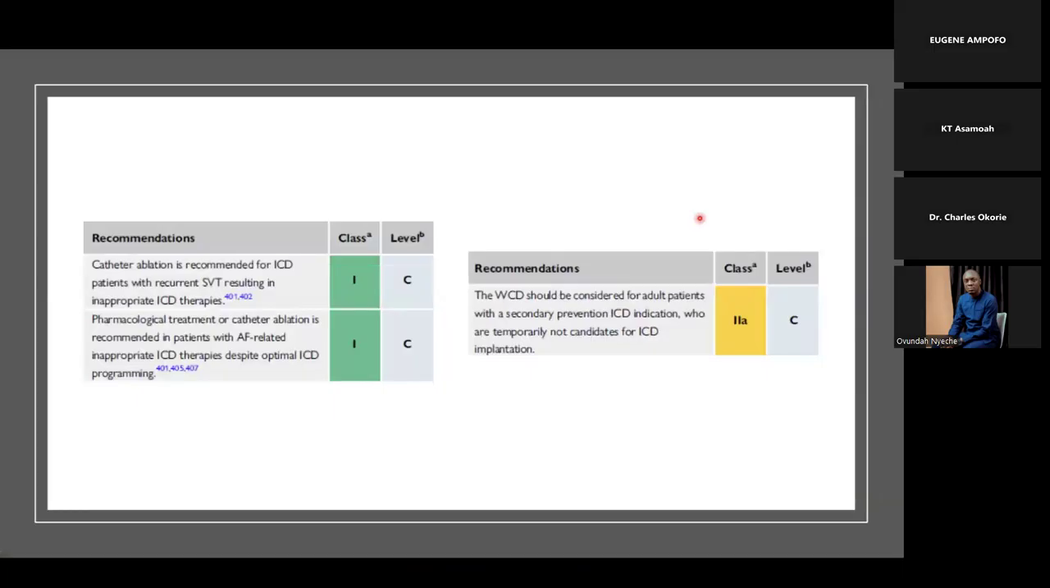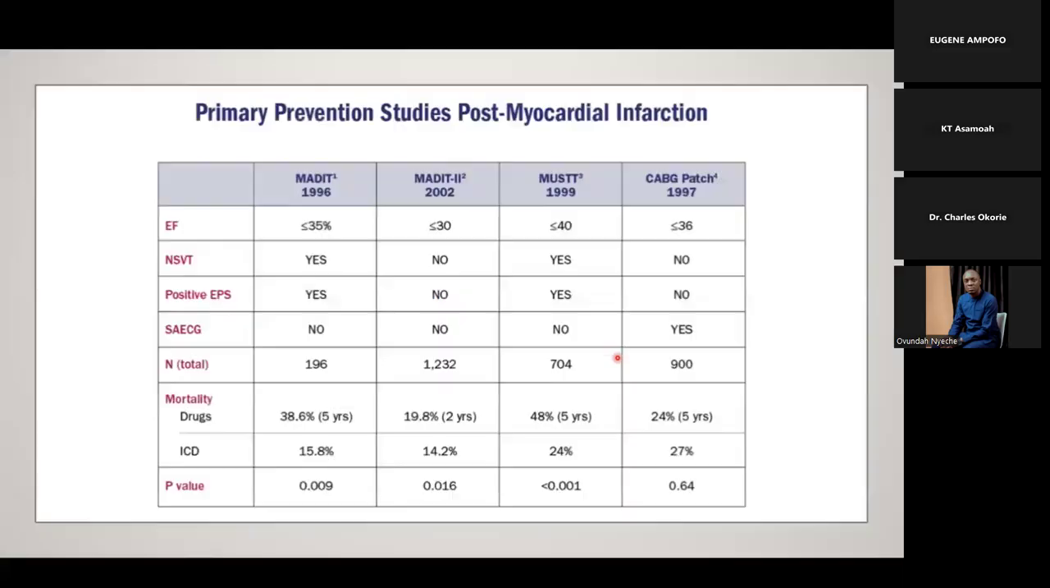Sometimes, when you are putting in an ICD, you still need to remember the regular therapies, especially for supraventricular tachycardias. So if necessary, you may need to do a catheter ablation if the antiarrhythmics are not controlling it, and if the patient is having recurrent shocks likely due to far field sensing. Yes, so pharmacological therapy is still important in these patients. And the wearable cardioverter defibrillator should be considered for adult patients with a secondary prevention indication who are temporarily not candidates for ICD. So they're not ready for it, but as a stopgap, use the wearable defibrillator until then.